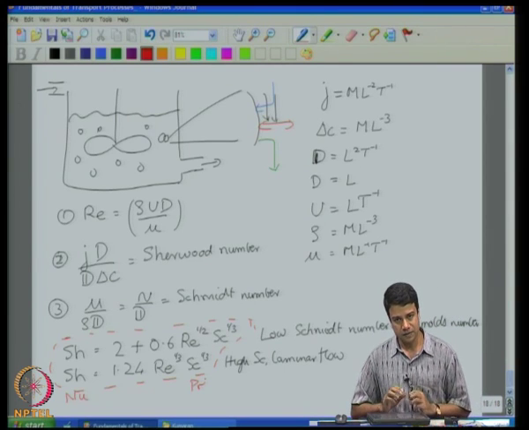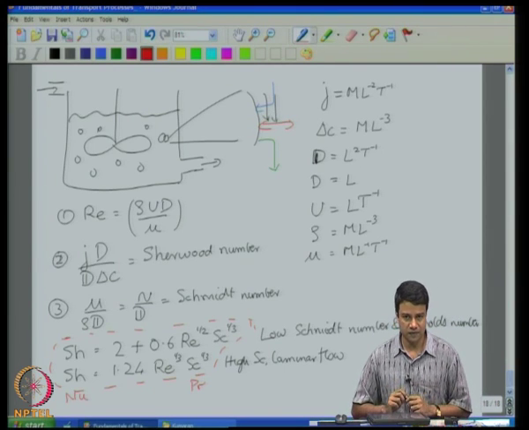There is a fundamental reason why correlations are of this form. The reason is that in all cases, whether it is heat transfer or mass transfer, the mechanism is the same. The Nusselt number and the Sherwood number are scaled fluxes. Sherwood number is a scaled mass flux, the Nusselt number is a scaled heat flux.